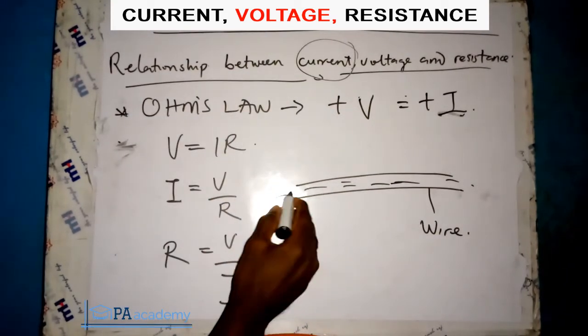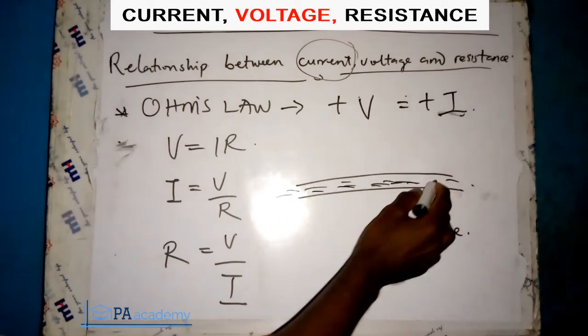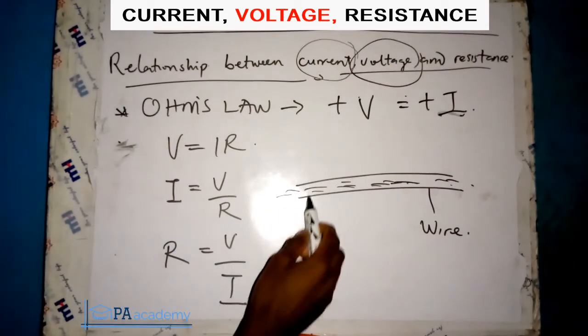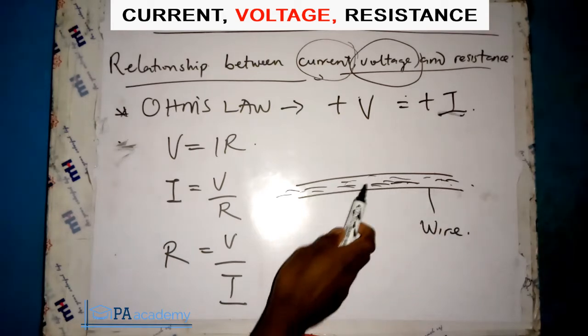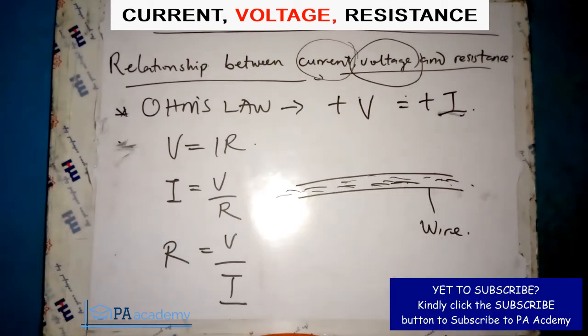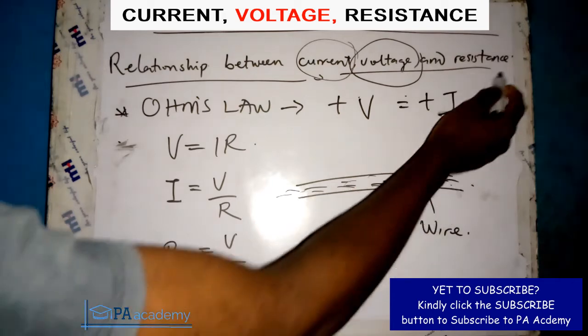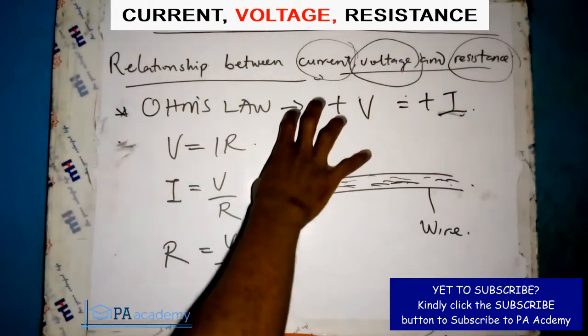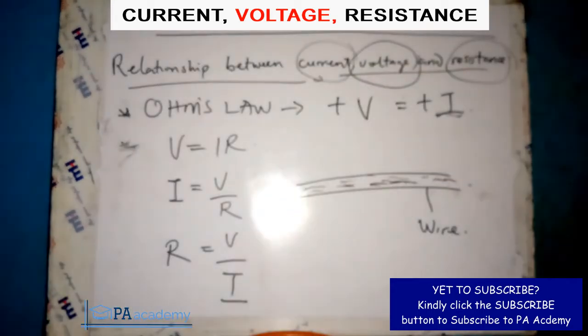Now the pressure that pushes these charges is what we call the voltage. Now, these charges that are flowing, what is resisting them or limiting them from flowing is what we refer to as the resistance. So this is the relationship between the current, the voltage, and the resistance.